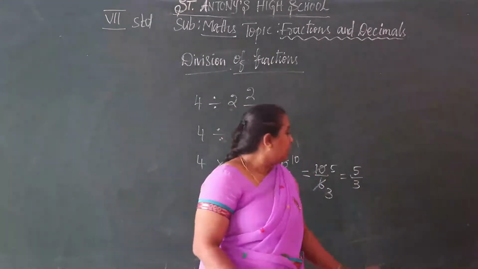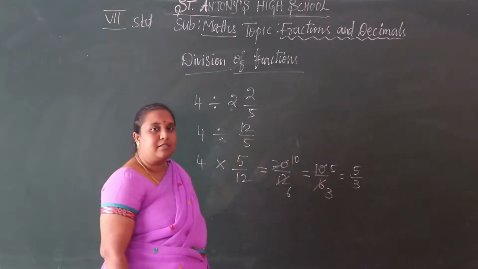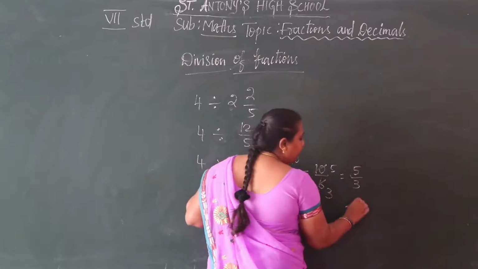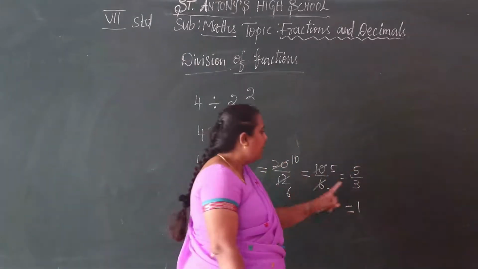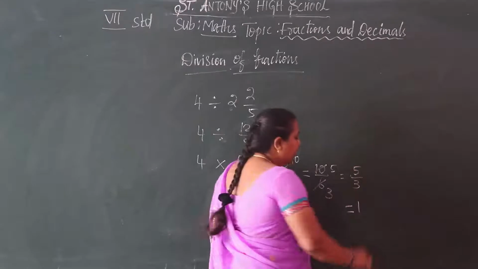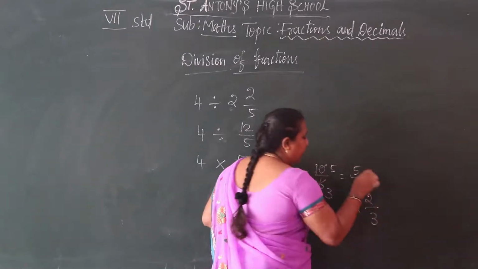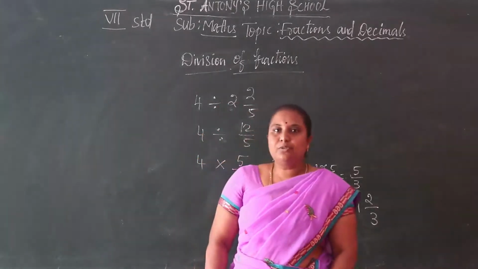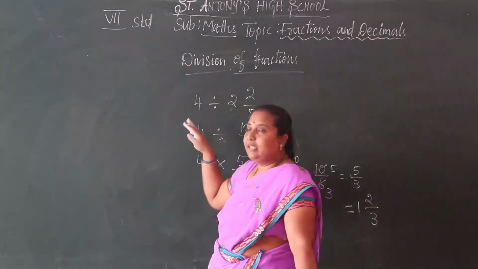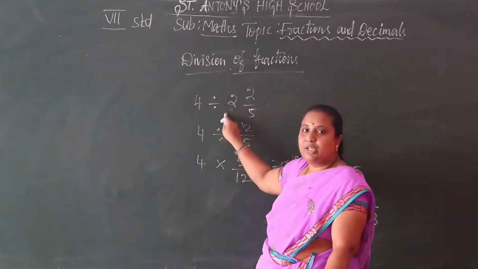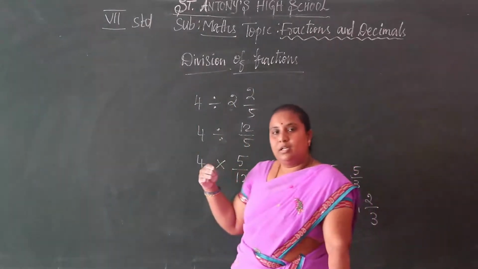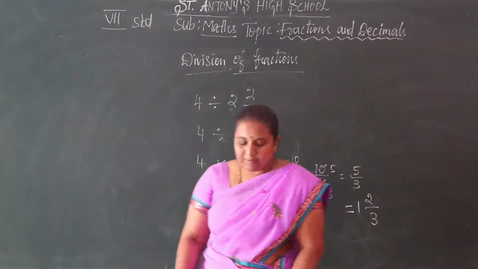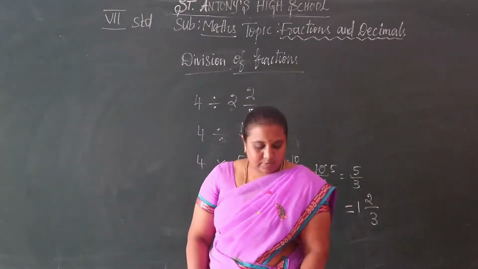Then this you can write again in the mixed form also. 3 1s are 3. The whole number is 1 and the balance is 5 minus 3, which gives 2 by 3. So the solution is 1 and 2 by 3. Understood, children? If there is any mixed fraction in the question, you can write the solution in mixed form as it is. Then we move on to another question.